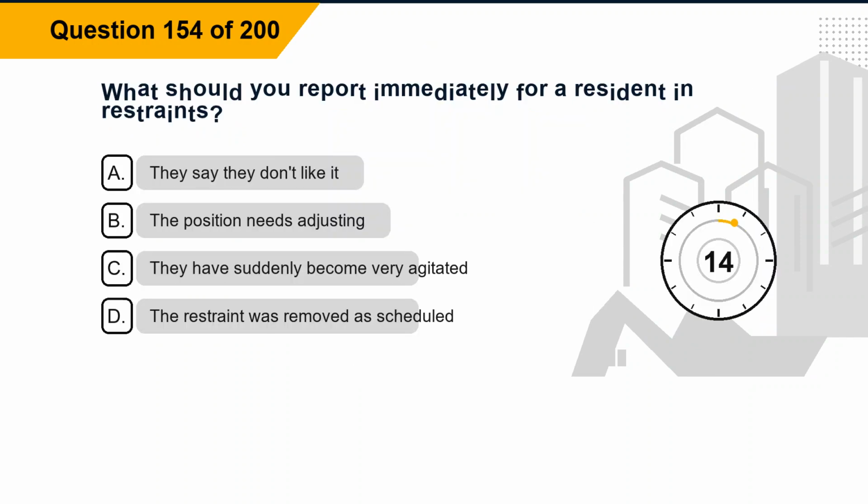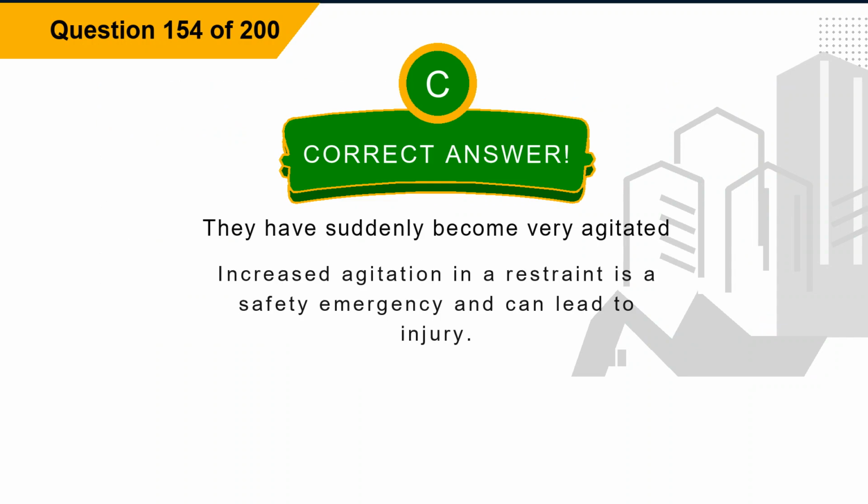Question 154. What should you report immediately for a resident in restraints? Option A, they say they don't like it. Option B, the position needs adjusting. Option C, they have suddenly become very agitated. Option D, the restraint was removed as scheduled. The correct answer is option C, they have suddenly become very agitated. Explanation. Increased agitation in a restraint is a safety emergency and can lead to injury.